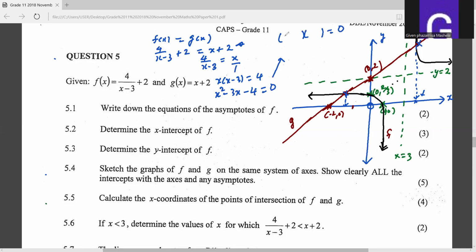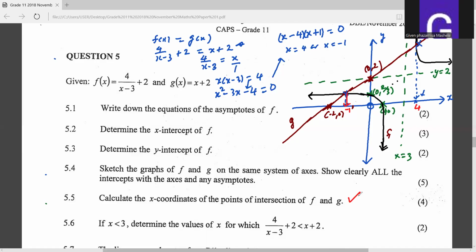Factors of x squared are x and x. Factors of 4 that will give me 3 are 4 and 1. But here we have negative, which means we must use opposite signs, negative and positive. So -4 plus 1 is -3, and -4 times +1 is -4, which is correct. Therefore, x equals 4 or x equals -1. So we got the values of x where the graphs are equal: x equals -1 here, and x equals 4 there. So we have answered the question.